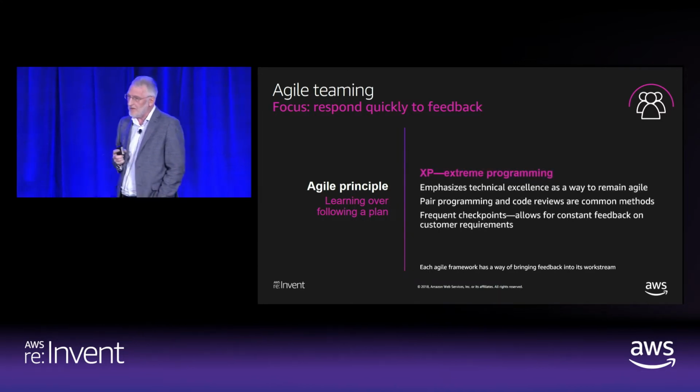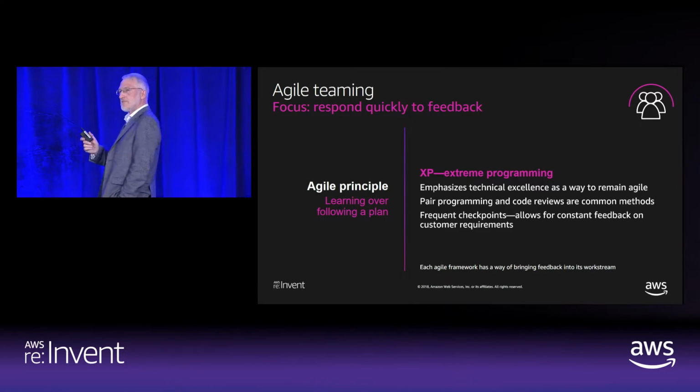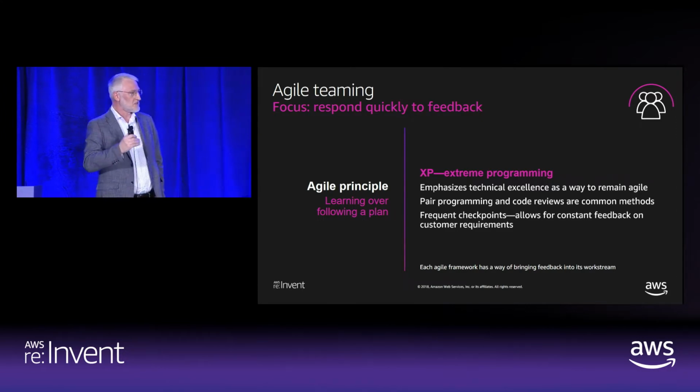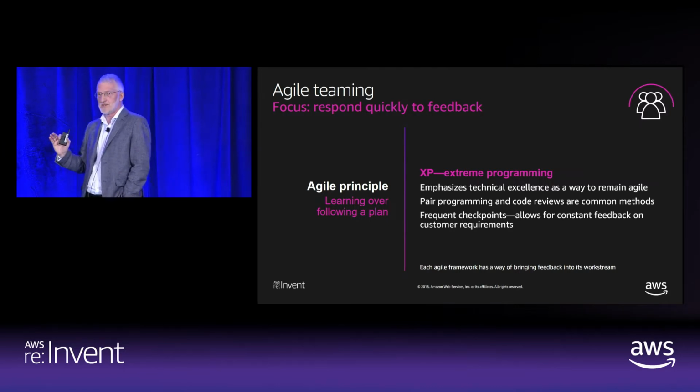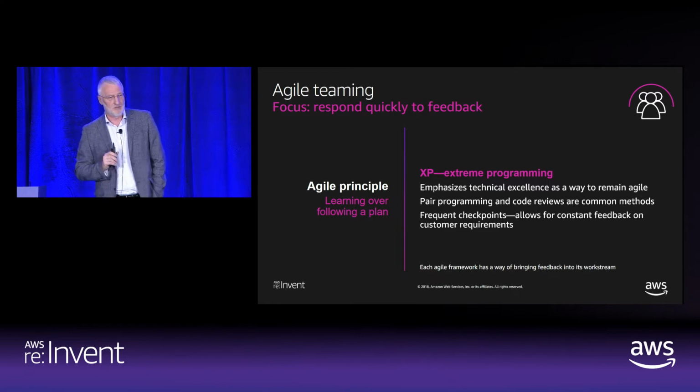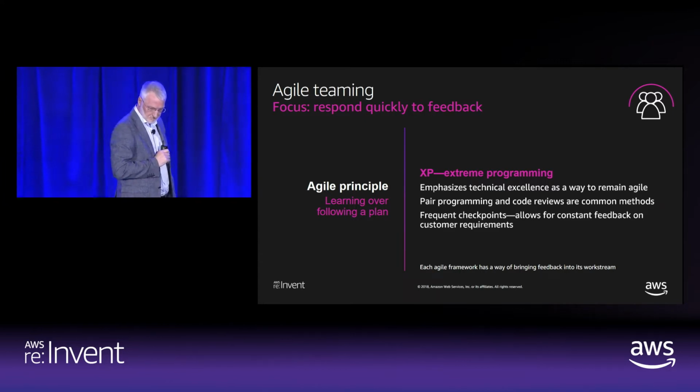Whereas in extreme programming, you're actually doing something a little differently. You're trying to get customer feedback directly during each sprint. So you might actually have a customer or someone who represents the customer in that process, in that team.